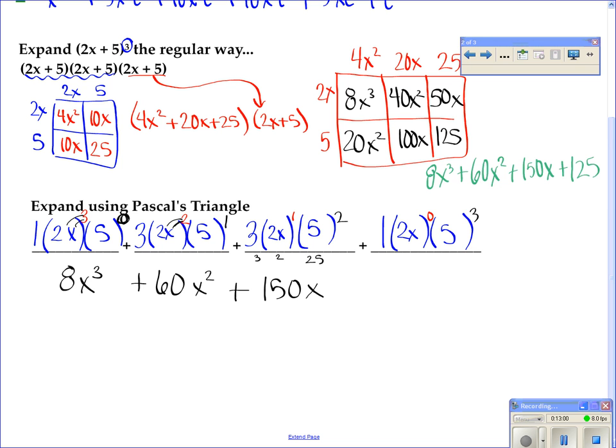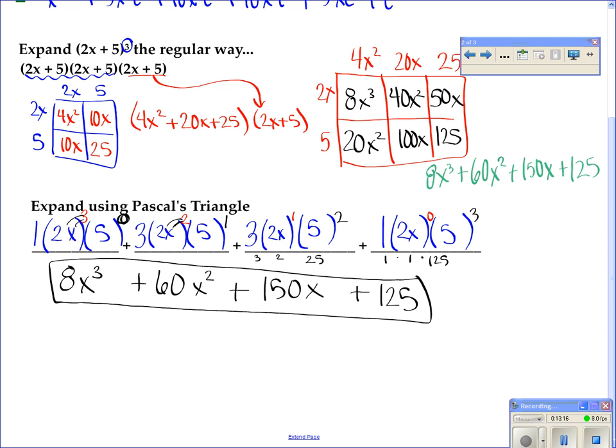And what about over here? This is 1, 2x to the 0 is 1, and this is 125. Now this should look very familiar to you from what we found on the other process.